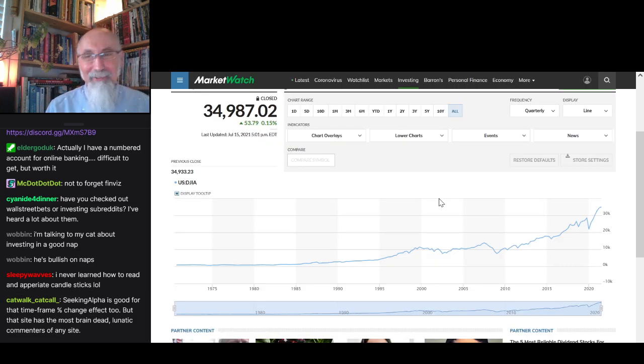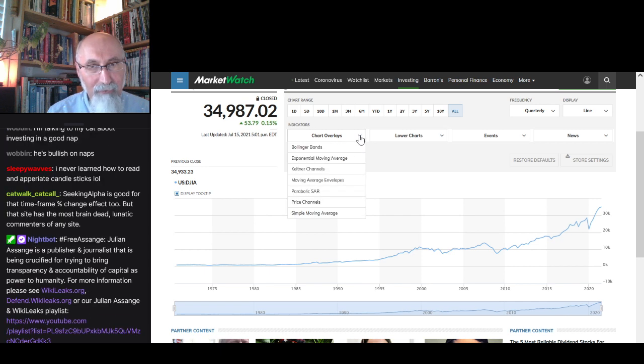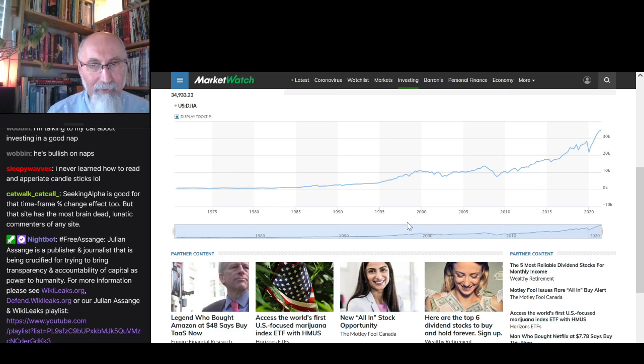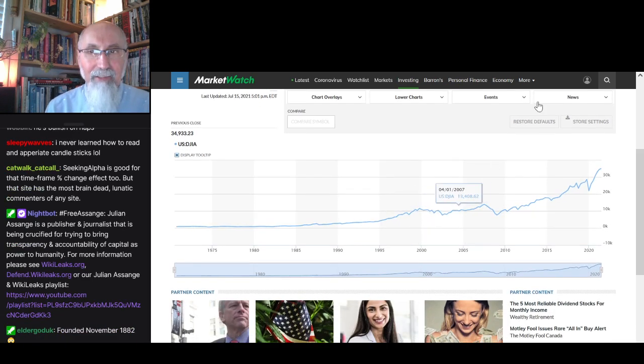Okay, now let's go back here. In here you can do this on other sites as well. This one lays out the metrics. Chart overlays means it puts it on the chart, where the data is. Lower charts are extra charts down here that you can take a look at, and you can mark events such as dividends, earnings, splits, news density, whatever. I haven't done that.